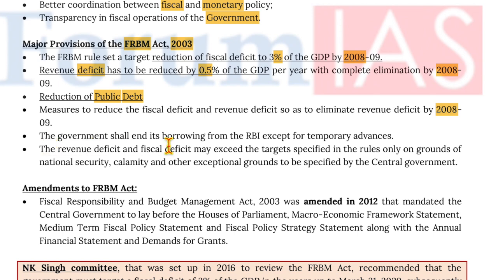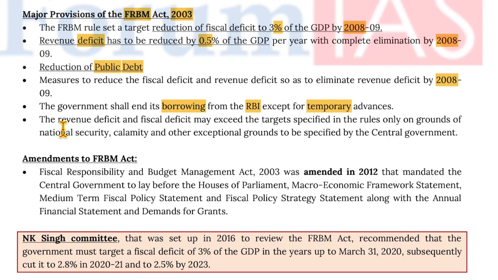The government shall end its borrowing from the RBI except for temporary advances, that is, ways and means advances. The revenue deficit and fiscal deficit may exceed the target specified in the rules on grounds of national security, calamity, or other exceptional grounds to be specified by the central government.